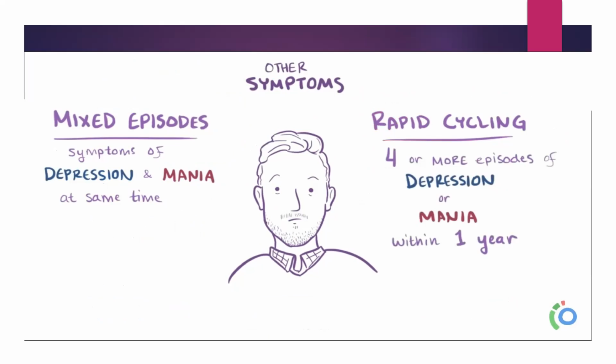The person will have mixed episodes, in which the symptoms of depression and mania occur at the same time. The other is rapid cycling, which I will discuss first. Rapid cycling is when the person has 4 or more episodes of depression or mania within 1 year. This is termed as rapid cycling.